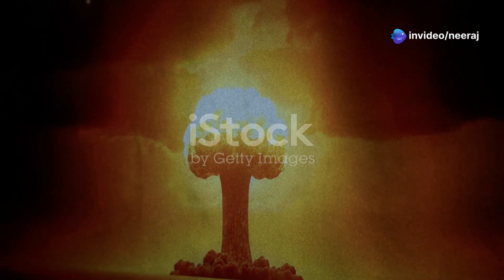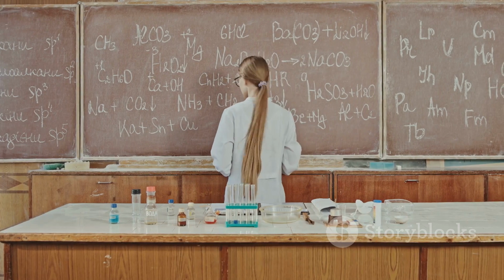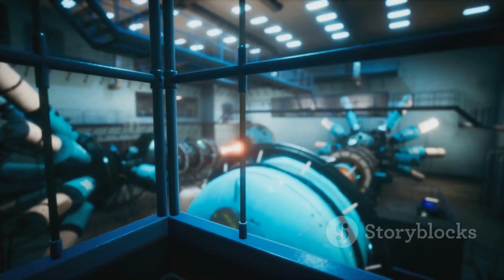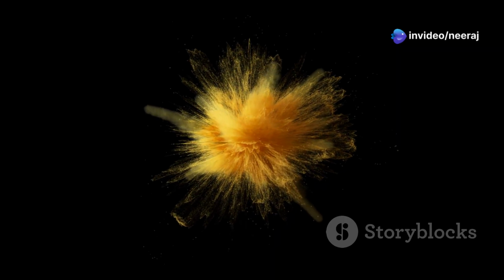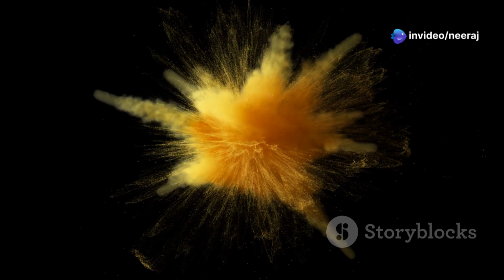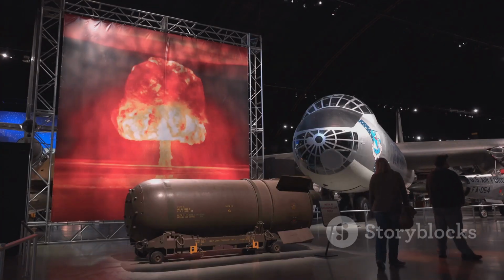The atomic bomb, a weapon of unprecedented destructive power, is the physical manifestation of this scientific understanding. It harnesses the energy released by nuclear fission, unleashing it in a terrifying explosion of heat, light, and radiation. Two main types of atomic bombs exist: fission bombs and fusion bombs.